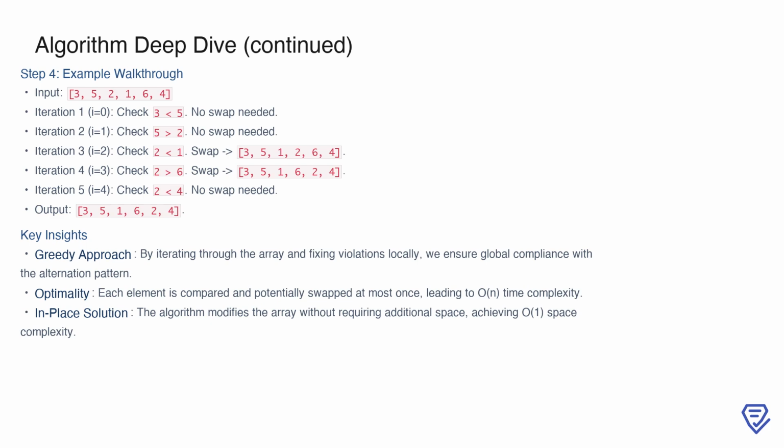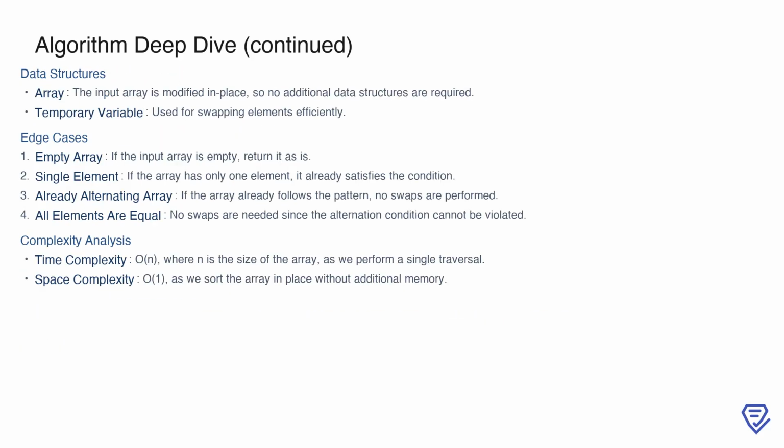This example highlights the greedy approach of fixing violations locally, ensuring that the array adheres to the alternation pattern by the end of the single traversal. This algorithm relies heavily on the simplicity of working directly with the input array. Since the array is modified in place, no additional data structures are required beyond a temporary variable used for swapping elements. Addressing edge cases is also important.